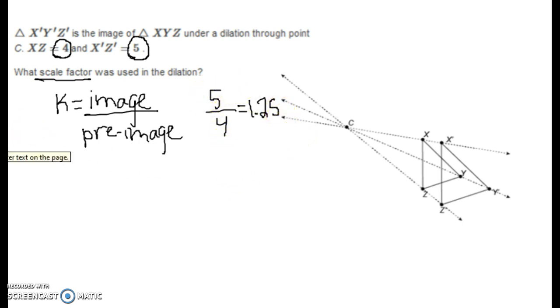And I don't even deal with negatives unless I'm looking at the picture. So the way I tell if it's positive or negative is I look at the picture. If the orientation is the same, it's positive. If the orientation has changed, it's negative. And what I mean by orientation is see how x and x prime are both on the top, z and z prime are both on the left-hand side, y and y prime are both on the right-hand side. The orientation has not changed, so I know that this is going to be a positive scale factor.